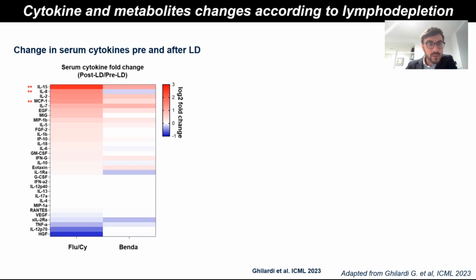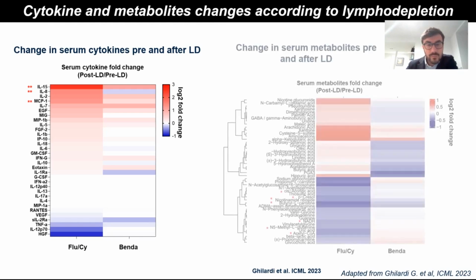Some of them are the known factors like IL-15 or IL-2 and so on. But interestingly, there were quite a few factors like MCP1, MIG, and MIP, and other ones, GM-CSF, that were higher in flu-cy. And these are factors that have been associated with neurotoxicity. And so potentially they can explain some of the increased toxicity in patients with flu-cy.